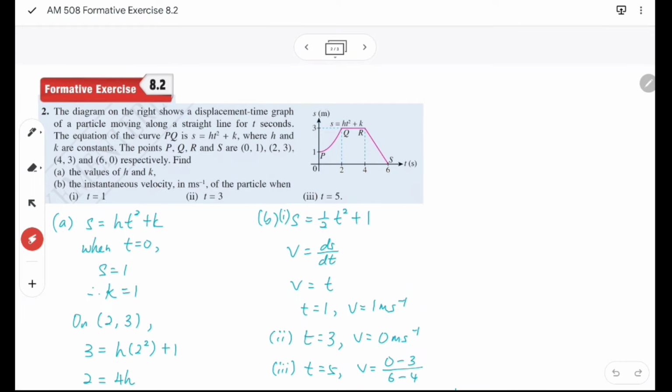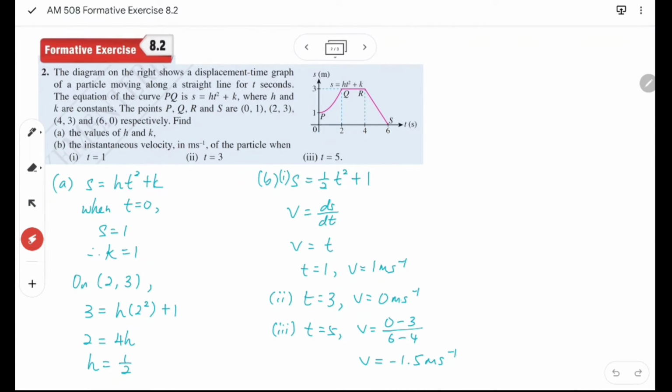So we see h and k in the function of displacement. We have 2 points for the displacement. When t equals 0, our displacement equals 1. Therefore, when t equals 0, we have 0 plus k equals 1. Therefore, we know k equals 1.